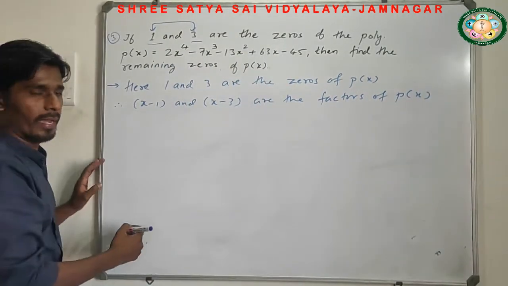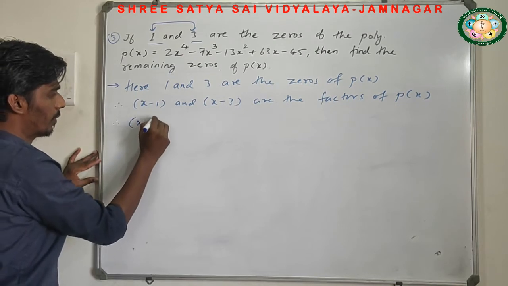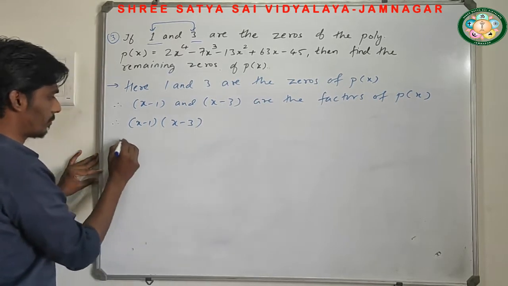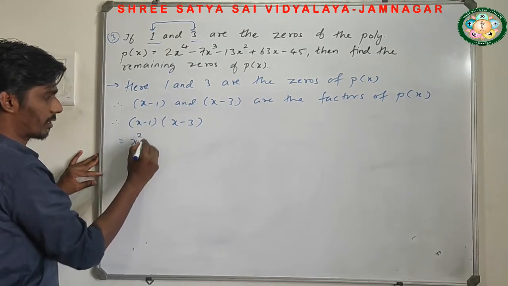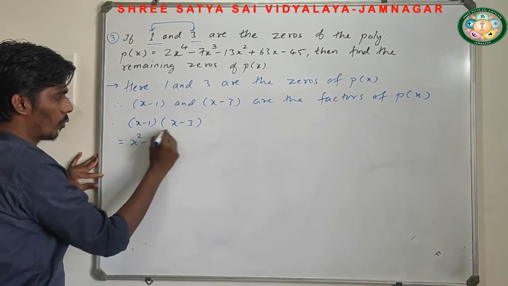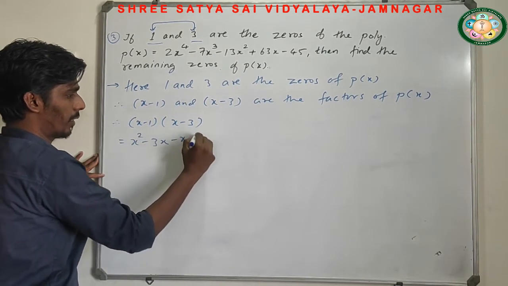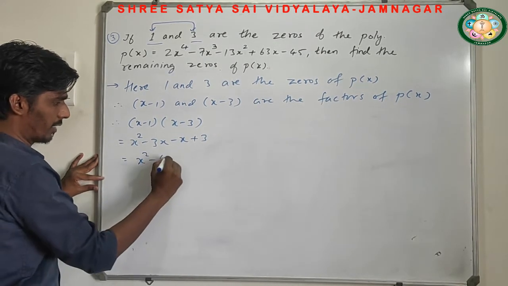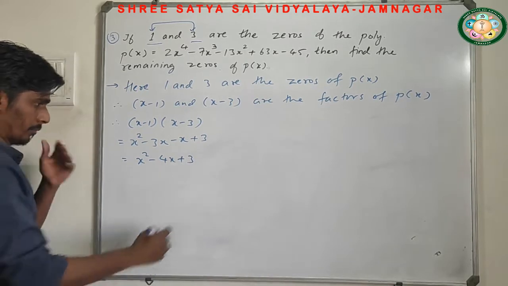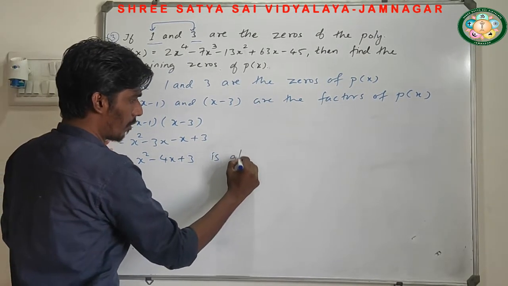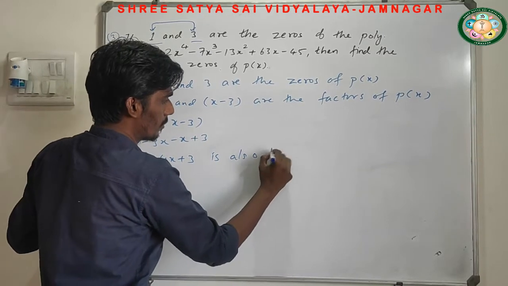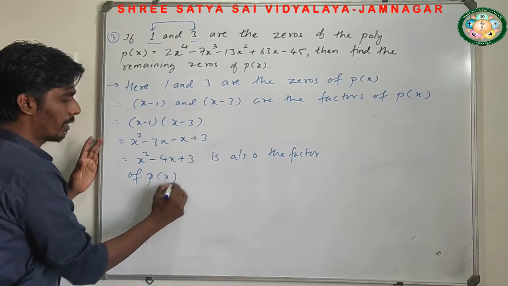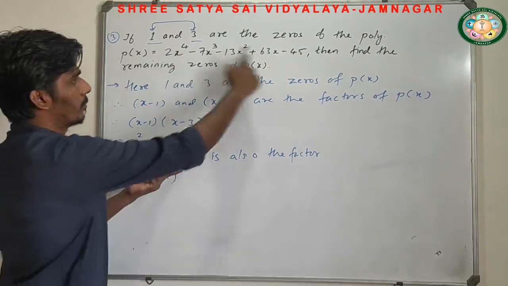Therefore, now we multiply both the binomials. x minus 1, x minus 3 is equal to what? x into x, x square, minus 3x, 1 into x minus x, plus 3. So we got here x square minus 4x plus 3, which is also a factor of p of x. Now I got one of the factors of this polynomial.